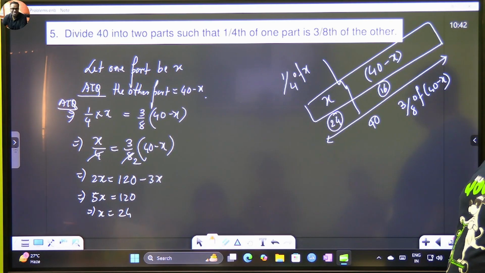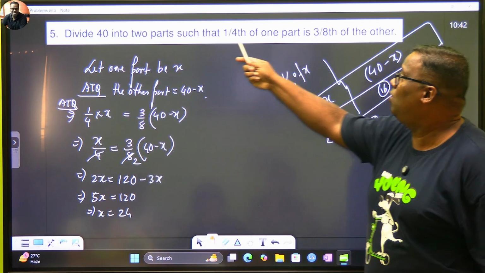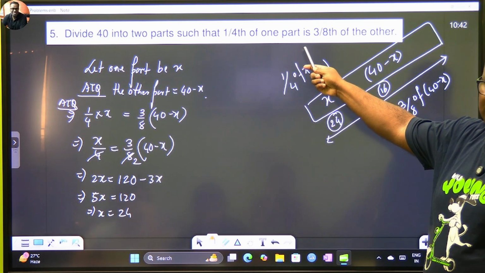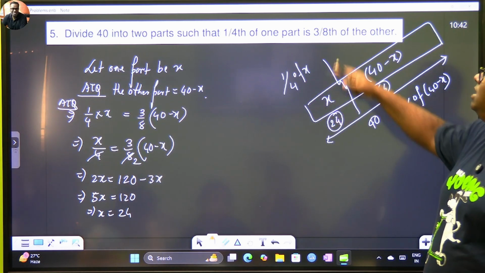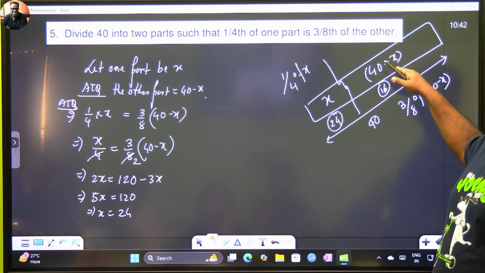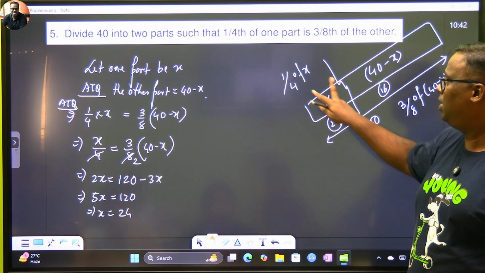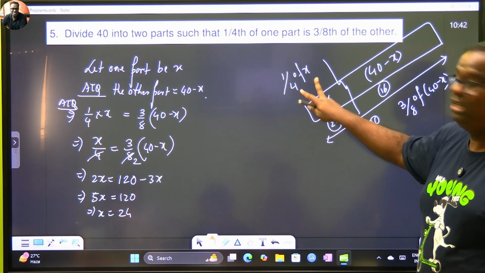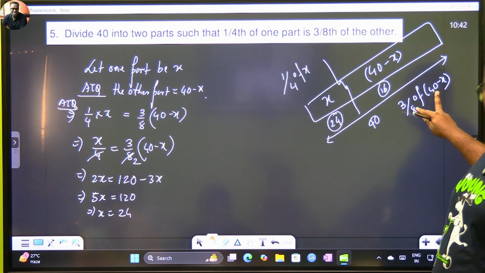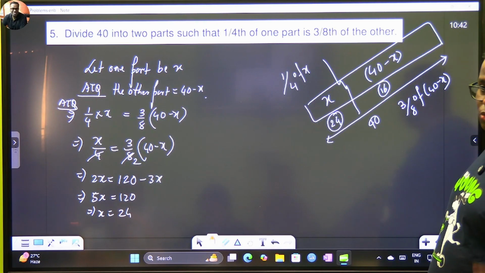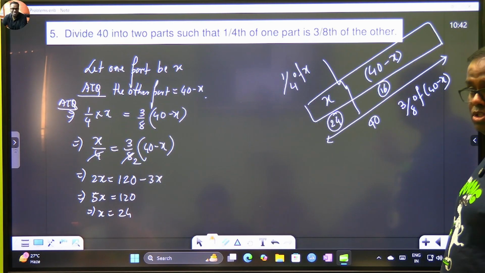What did you understand? Tell me. It's right, such that 1/4 of one part is equal to 3/8 of the other. So 1/4 of one part is how much? x is equal to 3/8 of the other. The other part is how much? 40 minus x. Good. Try to understand the problem. If you don't understand, ask me.